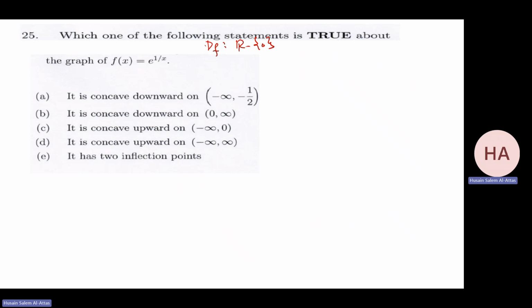And you care about concave up, concave down, inflection point. Okay, let us find f prime. Actually, this will do it with the positive, so let's do it with the negative. With the negative, now do it with the positive. That will be what? e to the power 1 over x times minus 1 over x squared, which I can rewrite as minus e to the power 1 over x times x to the minus 2.